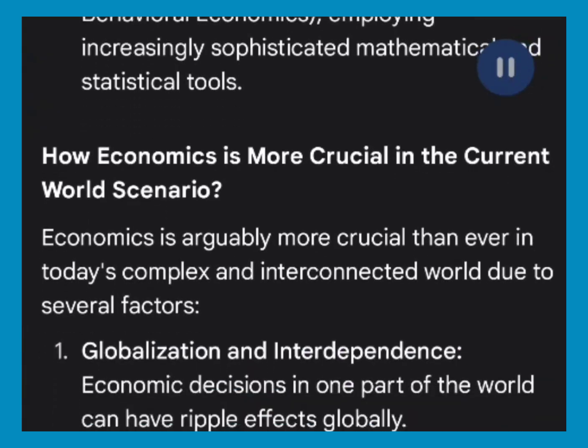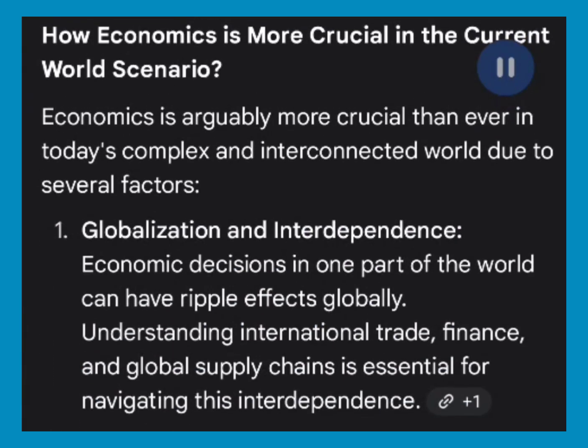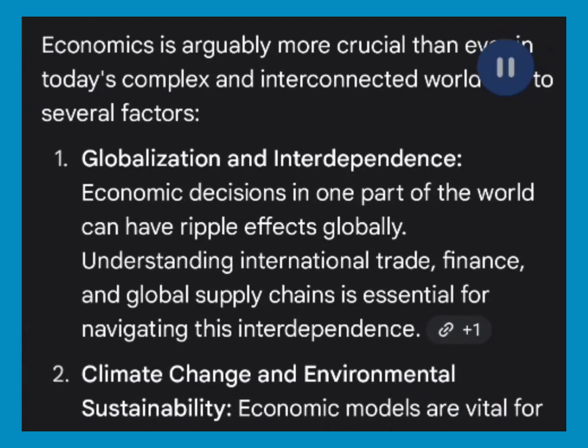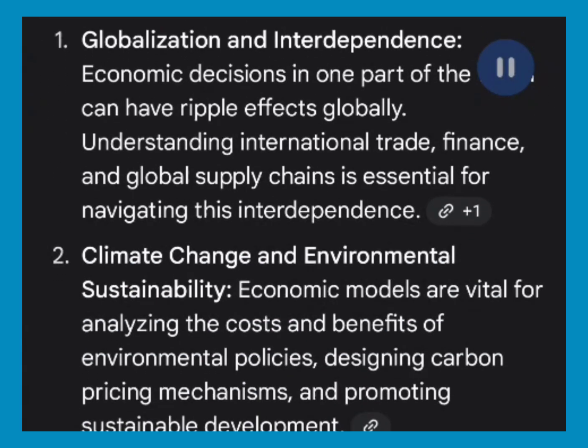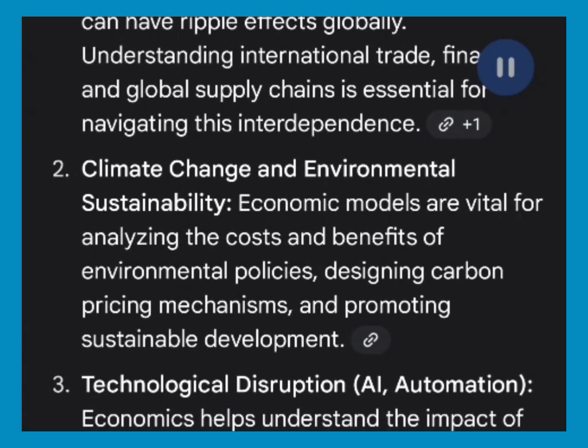How is economics more crucial in the current world scenario? Economics is arguably more crucial than ever in today's complex and interconnected world due to several factors. 1. Globalization and interdependence. Economic decisions in one part of the world can have ripple effects globally. Understanding international trade, finance, and global supply chains is essential for navigating this interdependence.